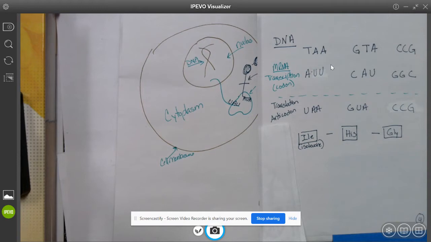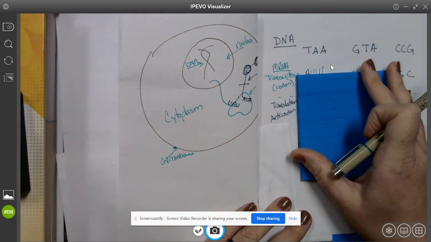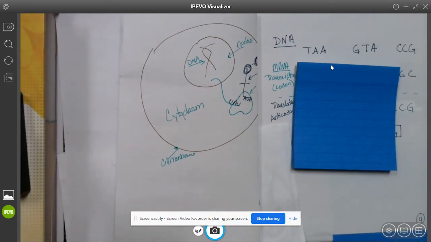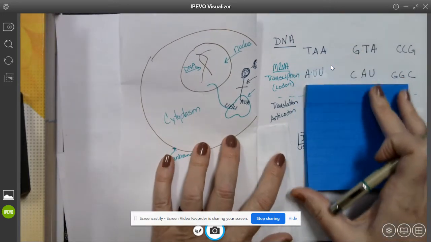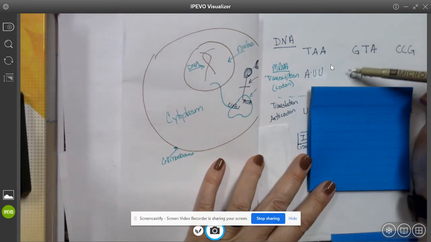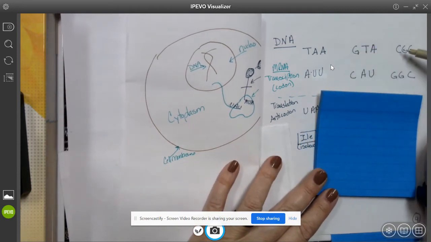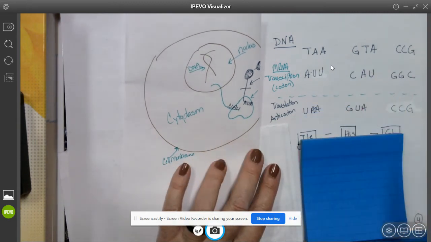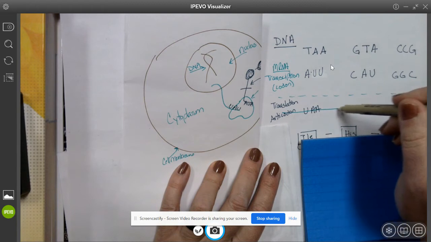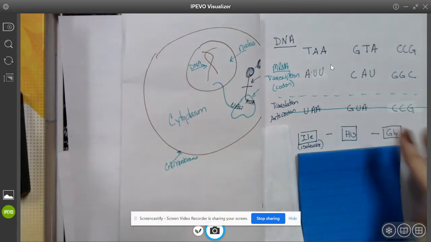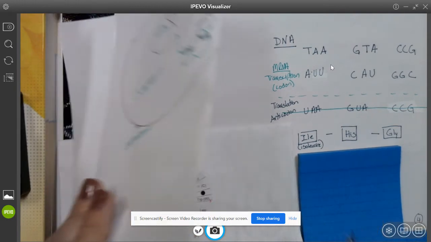We have DNA sequence, TAA, GTA, CCG. The messenger RNA, T goes to A goes to U, A goes to U, G goes to C, T goes to A goes to U, C goes to G, C goes to G, G goes to C. We can figure out what the transfer RNA is, but then we just ignore it, and then we're going to figure out the amino acid sequence. Where'd my paper go? All right.